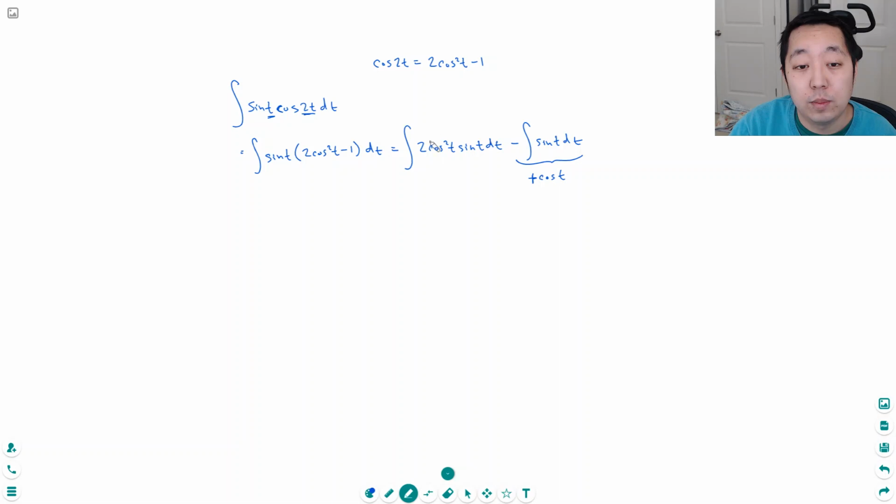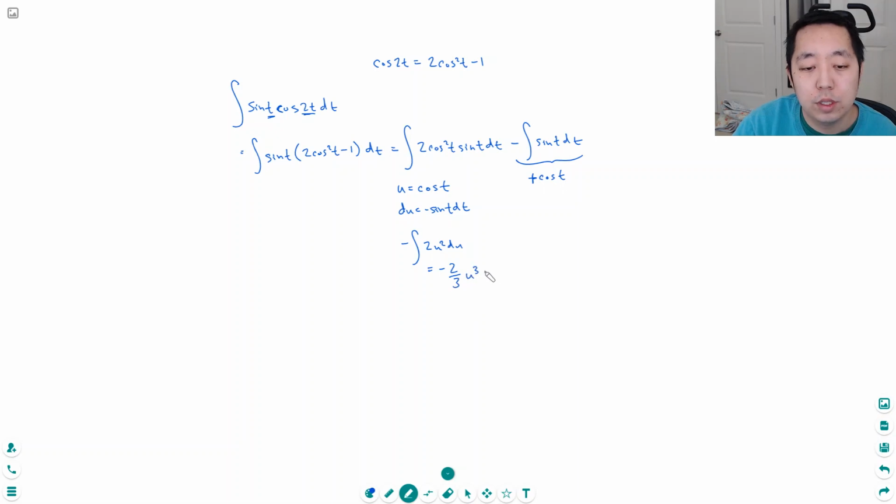This part then, now it should be a little more obvious. You can do a u substitution. If u is equal to cosine t, then du is equal to negative sine t dt. So this top part becomes negative integral 2u squared du. Okay, and that part becomes negative 2/3 u cubed, which, plugging in u as cosine t, is negative 2/3 cosine cubed t. And then, so that's just this part, and then plus the cosine t. So my final answer is minus 2/3 cosine cubed t plus cosine t.